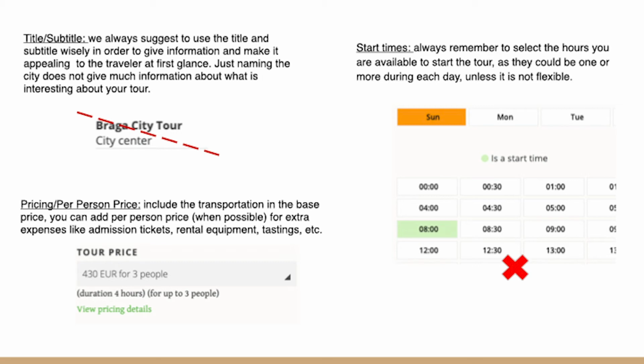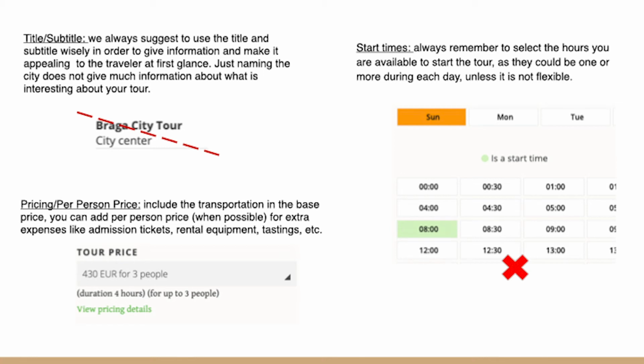Regarding the start times, always remember to select the hours you're available to start the tour. It could be several during the day, a few in the morning and another one in the afternoon. This will depend on the type of tour and the duration. Having preset start times makes it easier for travelers to know the available times and book directly. In cases where start times are not flexible due to the schedule of the tour, you can select only 1 or 2 start times. It's okay.